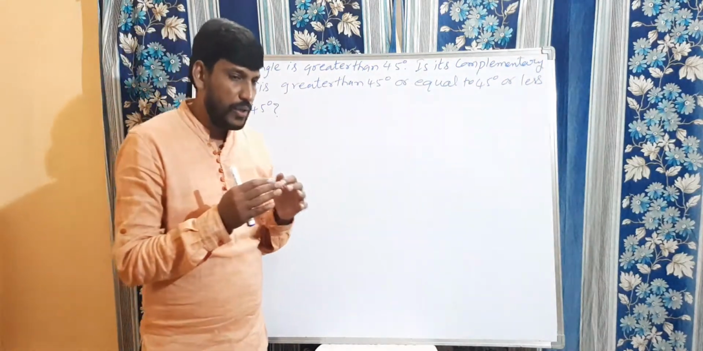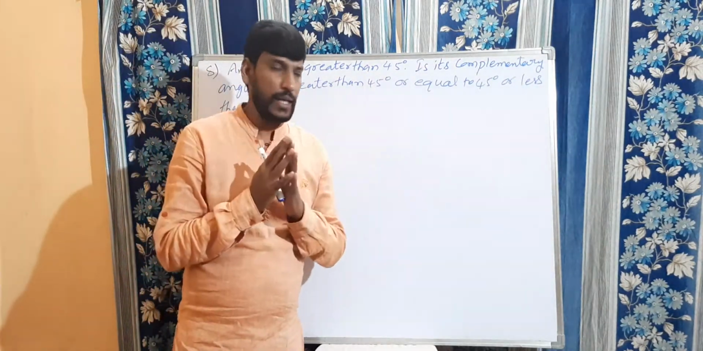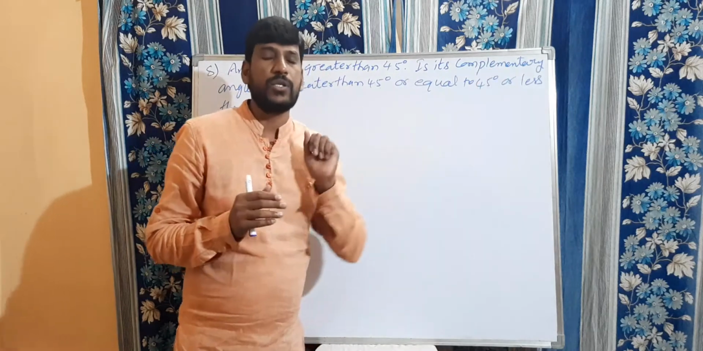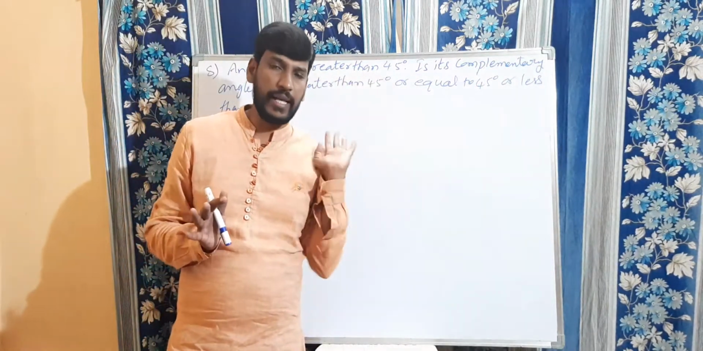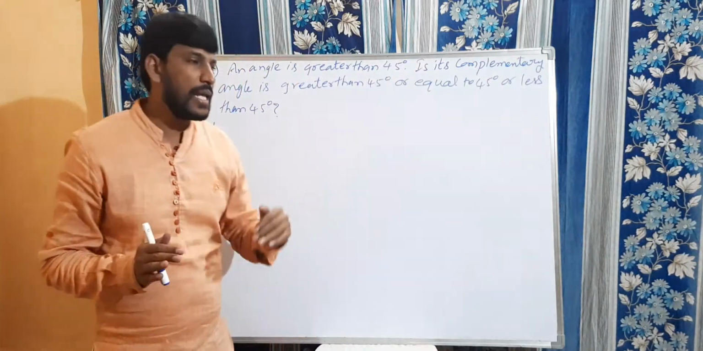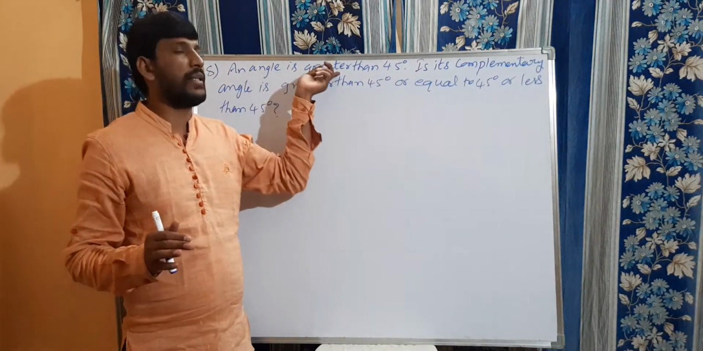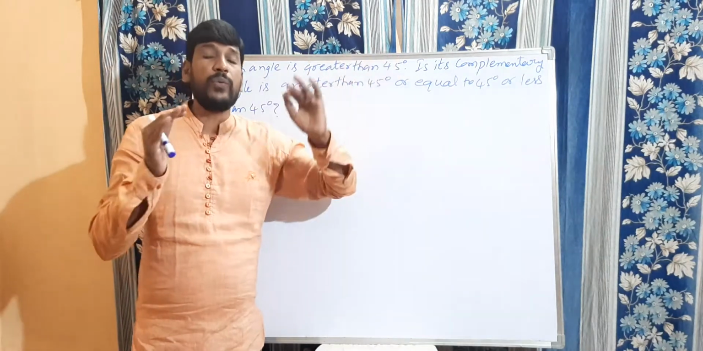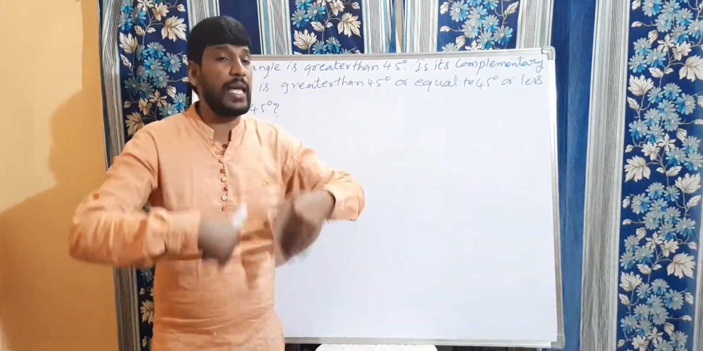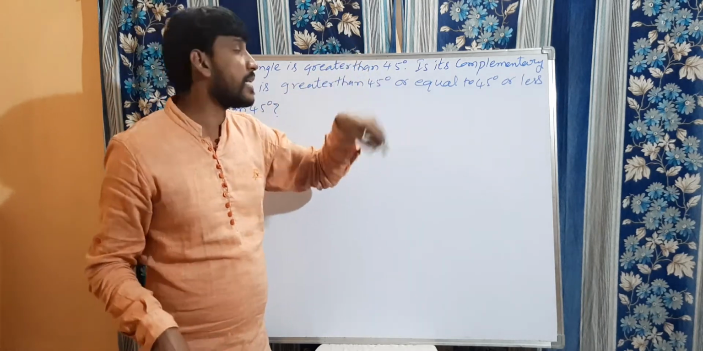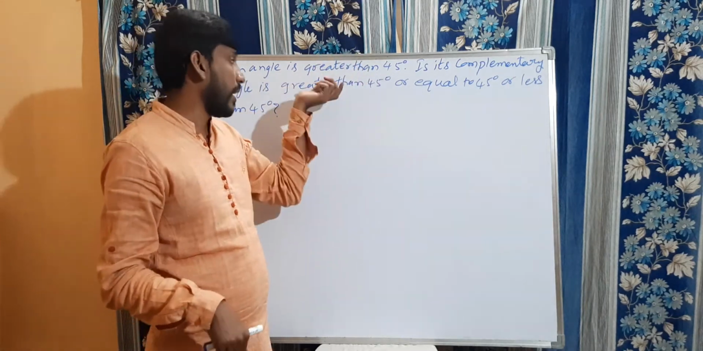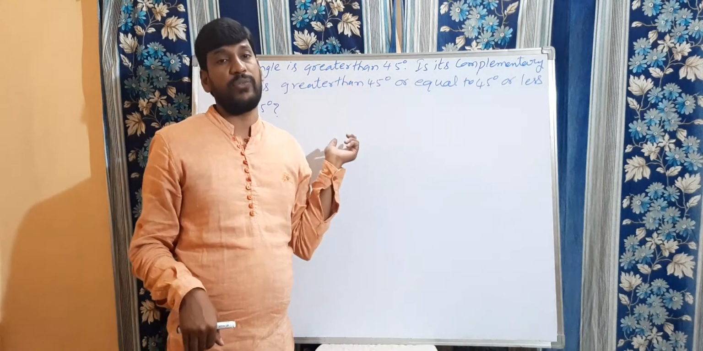Here they have given the complementary angle. So what is a complementary angle? The sum of two angles must be 90 degrees. Here one angle they have given is greater than 45 degrees. We are going to find the complementary angle of the given angle greater than 45 degrees. Is it equal to 45, greater than 45, or less than 45?